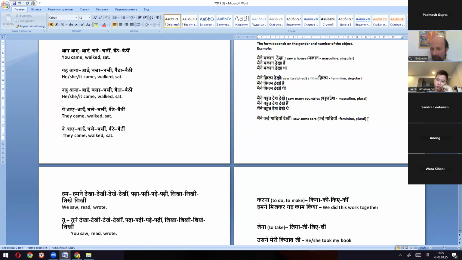The same here. मैंने कई गाड़ियां देखी. Excuse me. Yes. For female, it's the same. You mean if a female is speaking, right? Yeah. Yes, it's the same. With transitive verbs, it's all the same. As I said, it does not depend on the gender of the speaker. Okay. This is the thing about transitive verbs.